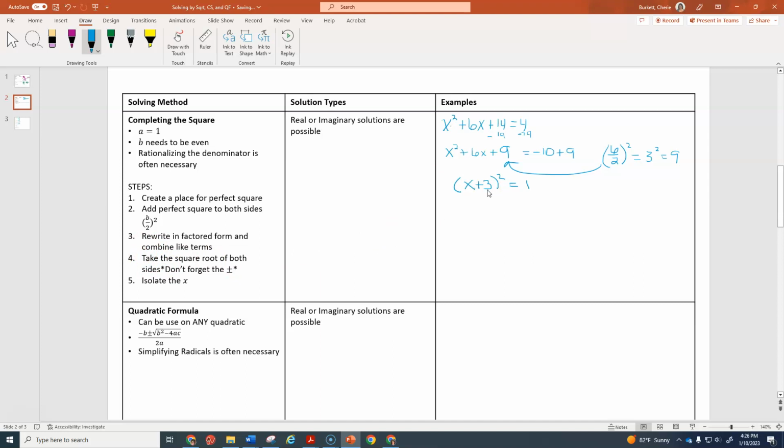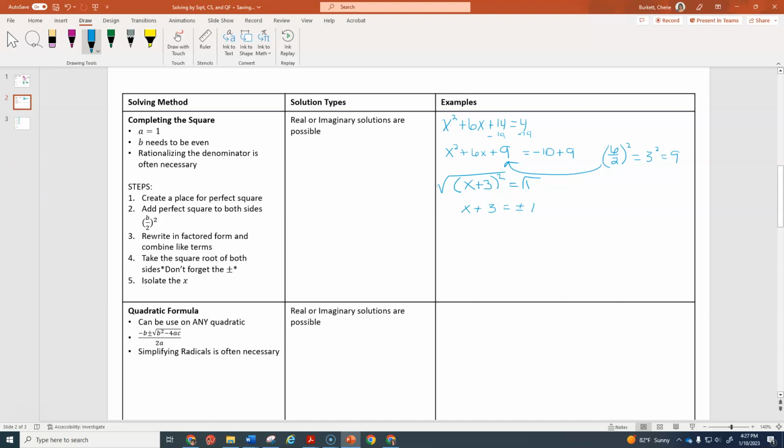The squared part is isolated. But that 3 is inside the parentheses, so I can't get rid of the 3 until I get rid of the square. So I am ready to take the square root of both sides. I'm going to take the square root of that. I'm going to take the square root of that. And I'm going to be left with x + 3 = plus or minus 1.